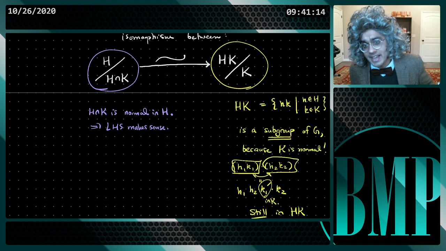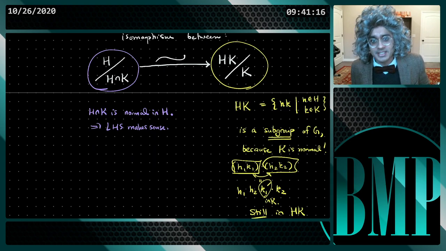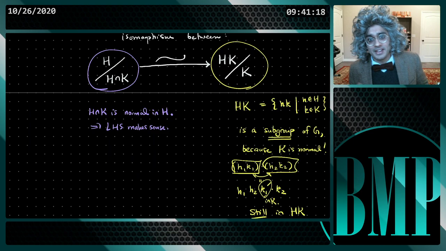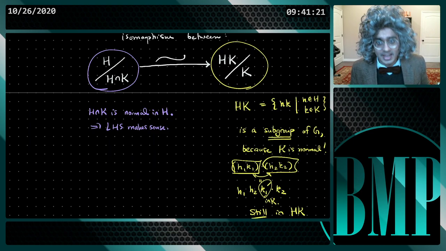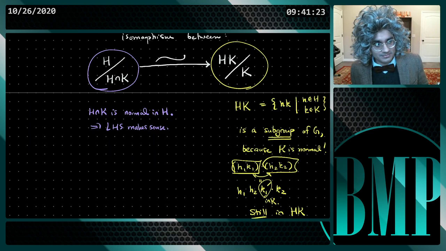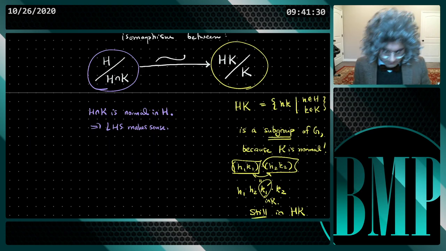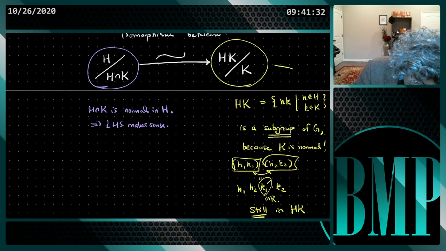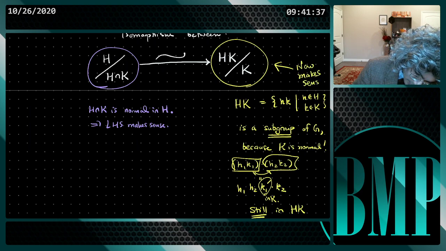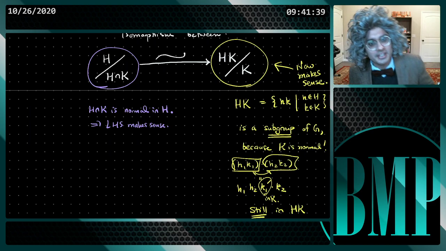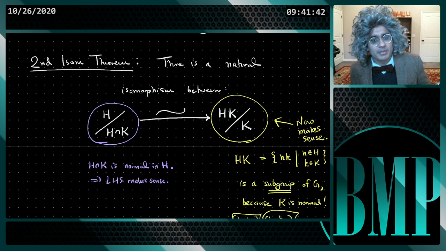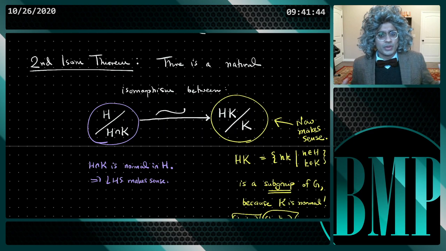And obviously H times K contains K. And K is normal in everything. Once it's normal in G, it's normal in any group that contains it inside of G. So this side makes sense. All the second isomorphism theorem is saying is that this is the relationship among all these groups.